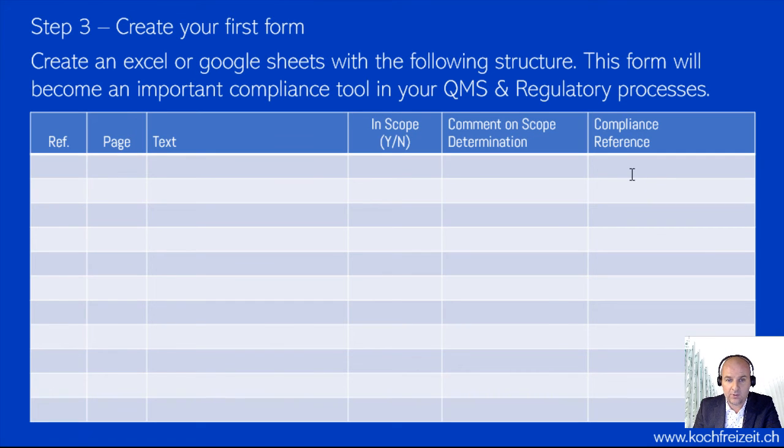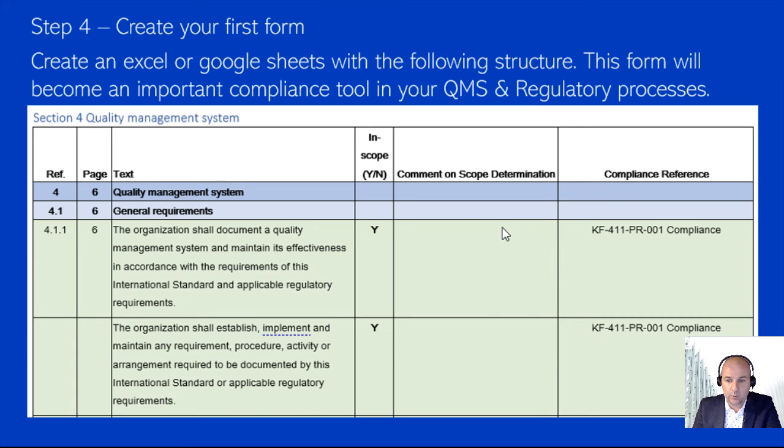And so if we move to the next slide, here's an example from my QMS. Again, just starting at the beginning, it's very simple. You can see that I've color coded it. So we're in section 4, the quality management system, section 4.1, general requirements, and then down to clause 4.1.1 on page 6. And you can see that I've copied in the paragraph here, and it is in scope. I've left the comment on scope determination blank because it is on scope. I need to fulfill it.